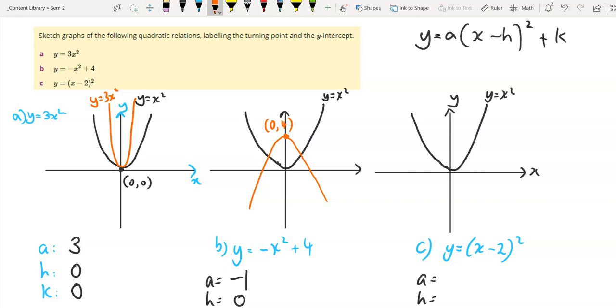Have a go at the last one yourself. Well, what's A, what's H, what's K? Put on your turning point. Are there any reflections or dilations? What is it going to look like?